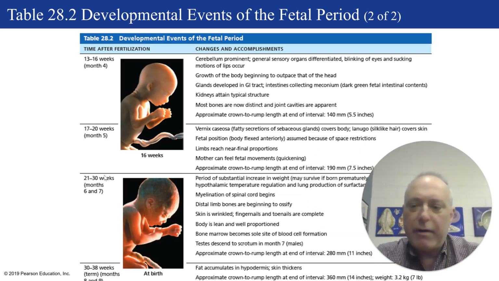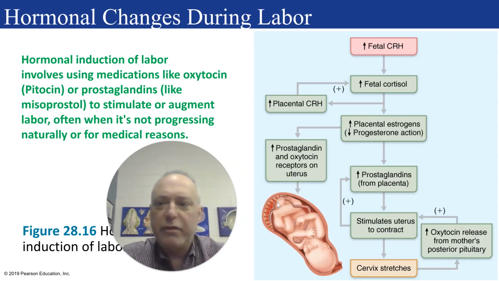By around 6 to 7 months is when myelination of the spinal cord occurs. And then at 30 to 38 weeks, right before birth, there's a lot of fat development in the hypodermis. The skin thickens. And as we approach birth, there's an increase in what's called cortisol in response to corticotropin releasing hormone, which really starts to induce the process of labor.